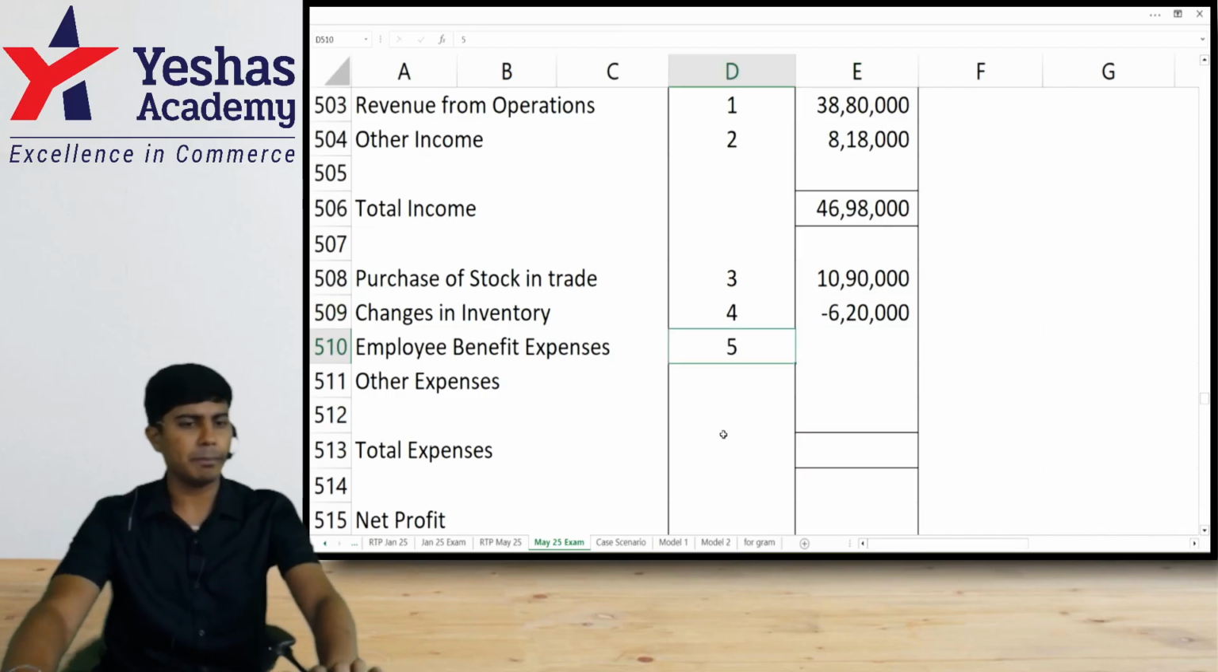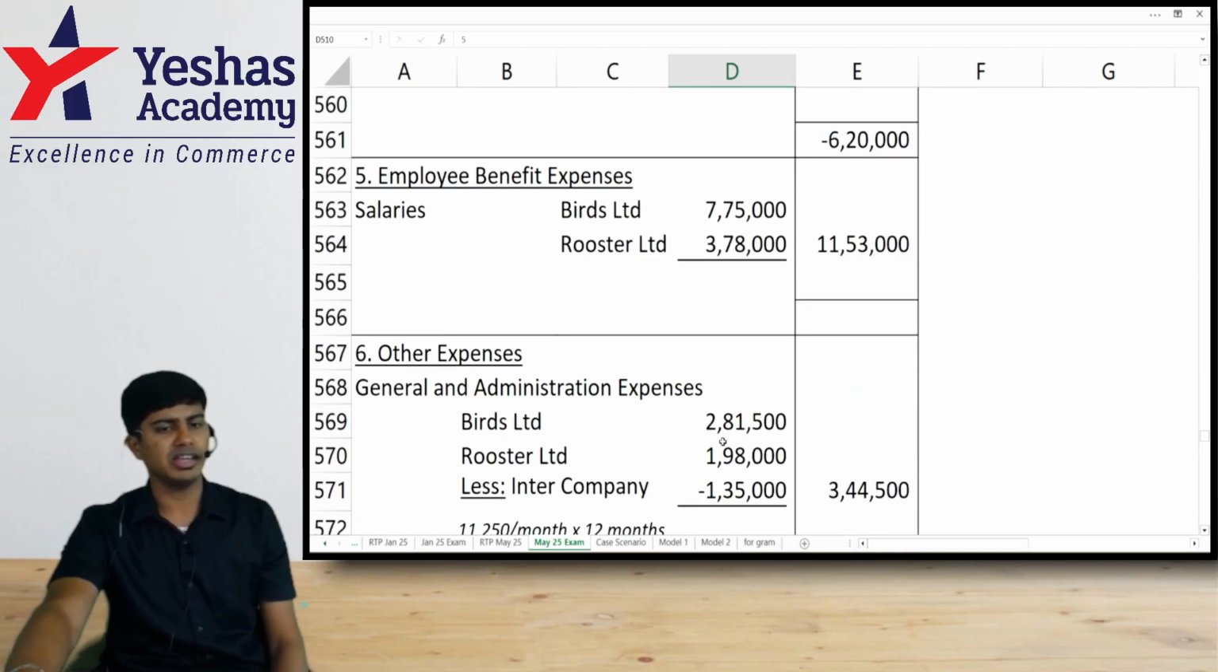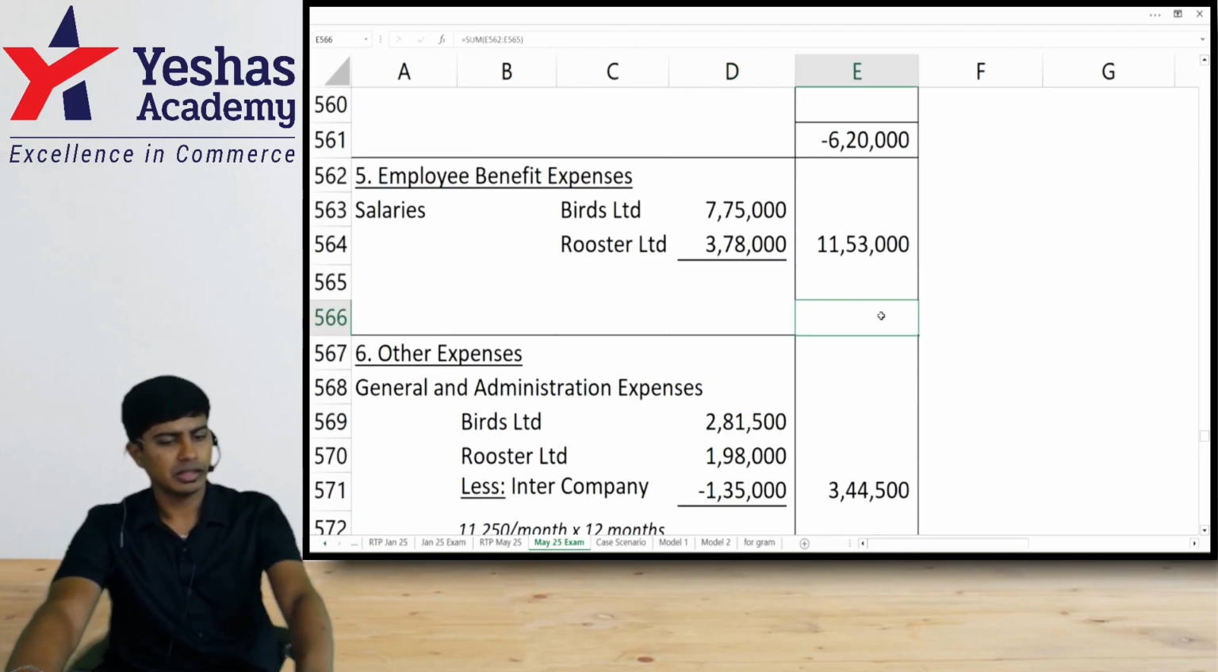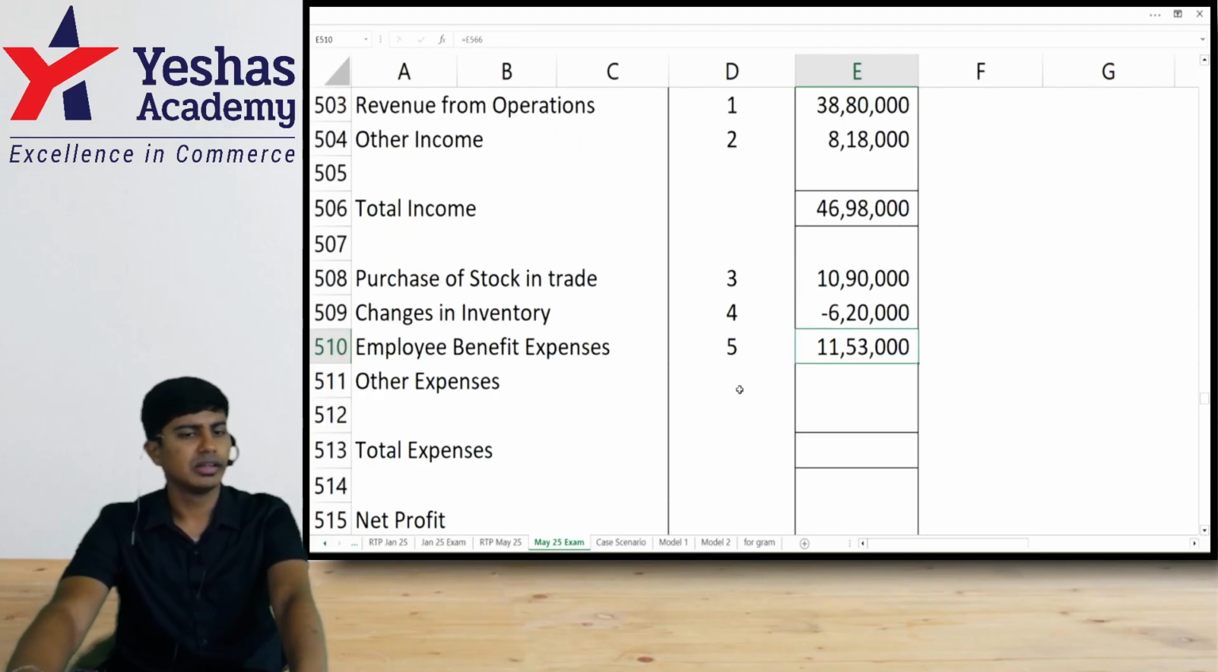Come to the next item. Employee benefit expenses, which is note number 5. Note number 5, employee benefit expense. How much is it? 11 lakh 53. Let's write 11 lakh 53 here.